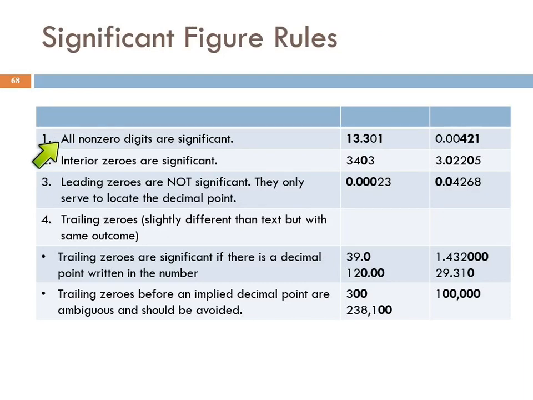All non-zero digits are significant. So if it's not a 0, it's a significant figure. That's easy. So in these examples here, these are examples of non-zero digits. The 1, the 3, the 3, and the 1. That's a 0. We'll treat zeros in a minute. 4, 2, and 1. So no questions about that. The only confusing thing is the zeros. There are 3 kinds of zeros.